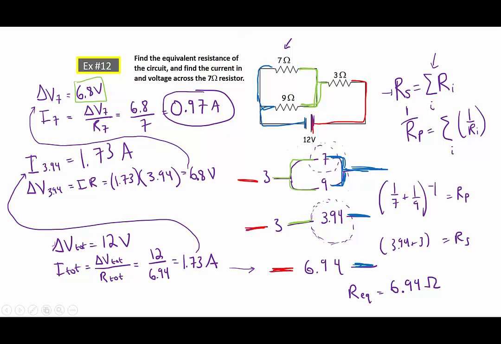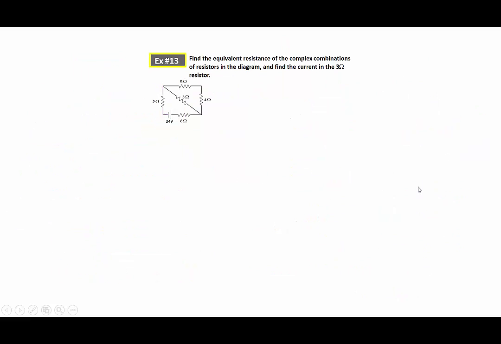Okay, I'm going to try another example here. This is example number 13, and I've got another advanced little circuit. It says find the equivalent resistance of the complex combination of resistors in the diagram and find the current in the 3 ohm resistor. So we're looking for the current going through there, and I want to find the equivalent resistance of this whole thing.